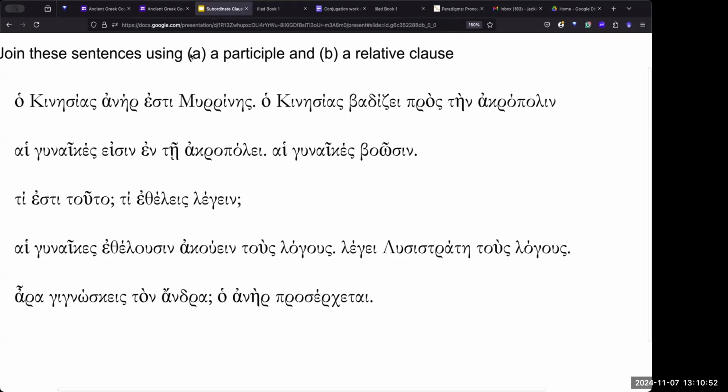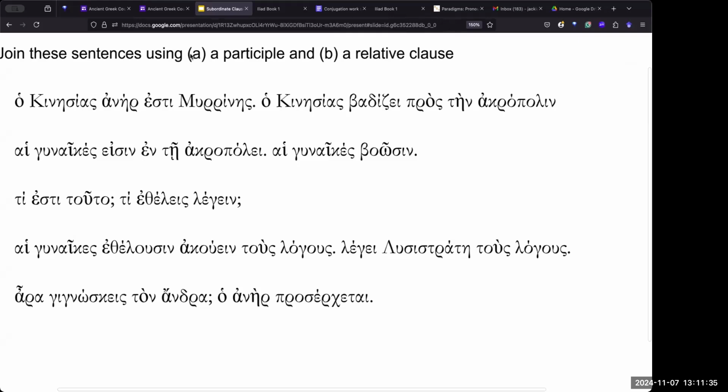This is to slow it right down to say, okay, what am I actually trying to say? Is the question, who's the guy that's walking toward the Acropolis? Or is the question, who's Kinesias? So if it's who's the guy that's walking toward the Acropolis, then ho Kinesias, hos aner esti Merines badidzei. So Kinesias is the Myrinian guy that's walking towards the Acropolis. Who is he? Well, he's the Myrinian guy. Okay, yeah, I think that's how I would do it.